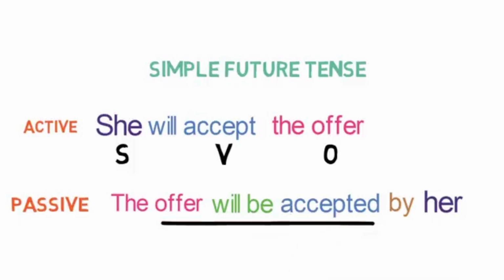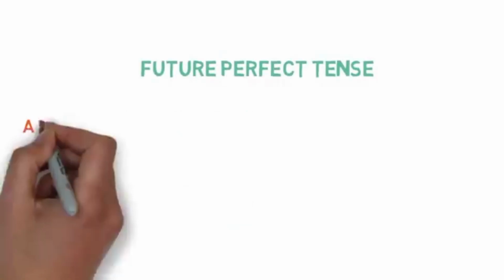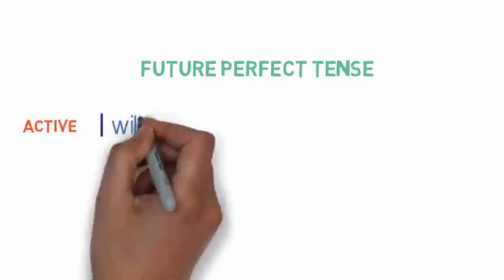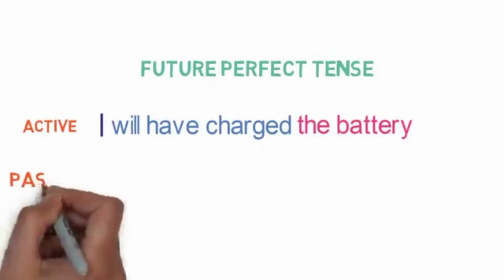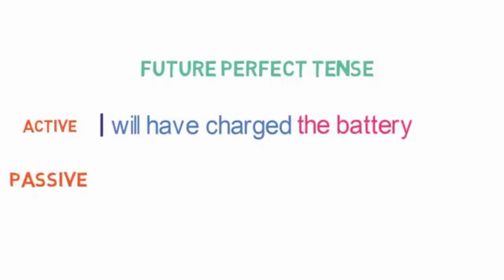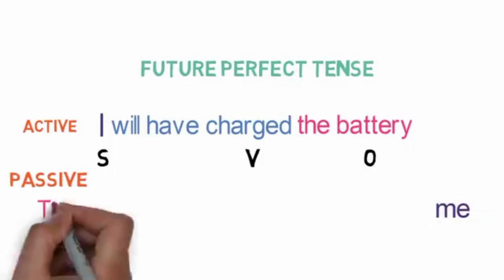Great. Now let's see an example of future perfect tense. Active sentence: I will have charged the battery. Passive sentence: firstly, the subject here is I, verb is charged, and object is the battery. Now let's swap the position of subject and object. So here it will be the battery, and at this position it will be me.